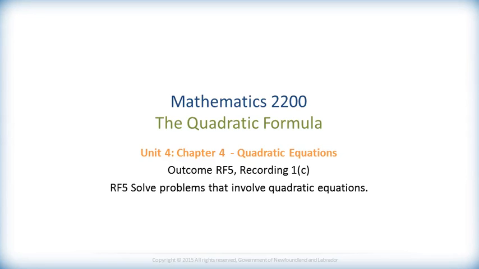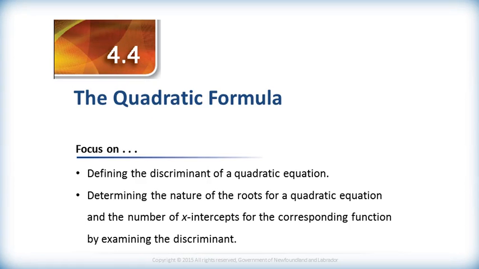This is recording 1C in our series on the quadratic formula for Unit 4, Chapter 4 of Mathematics 2200. We'll be defining what we mean by a discriminant of a quadratic equation, and we'll be determining the nature of the roots for a quadratic equation, as well as the number of x-intercepts for the corresponding function by examining the discriminant.